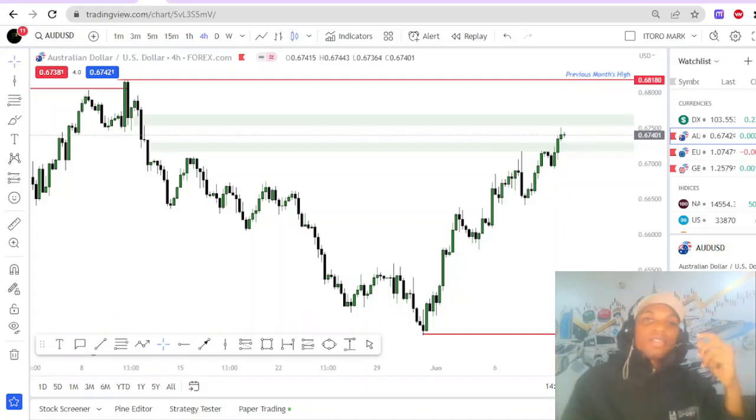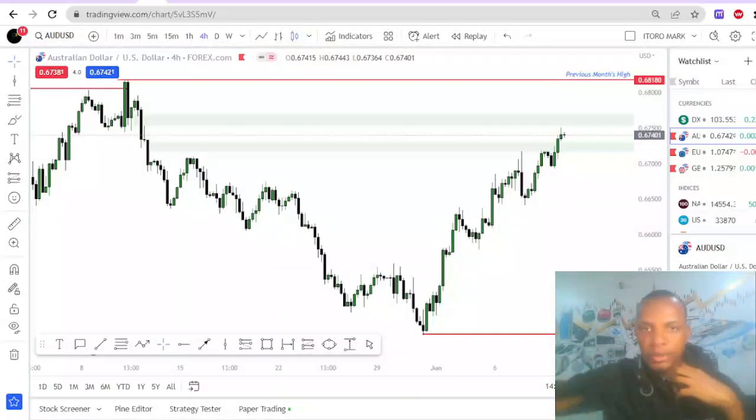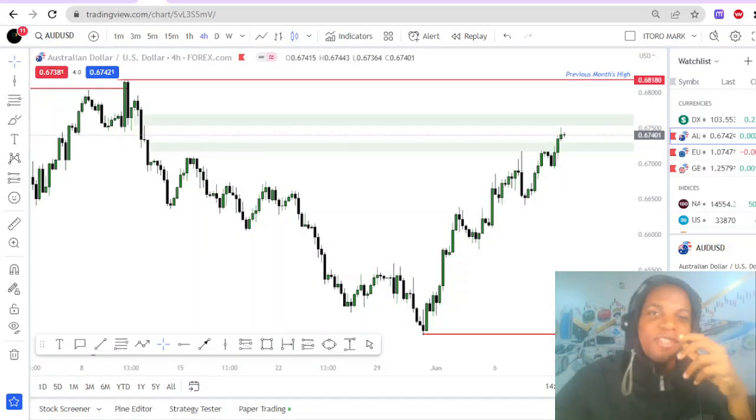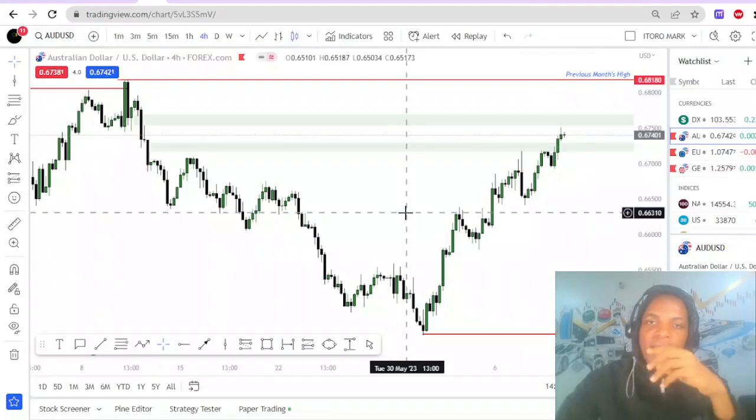So enough of ICT's concept, let's dive deep into the AUD/USD trade. Let's head over to the chart. Alright, so this is the higher time frame chart.